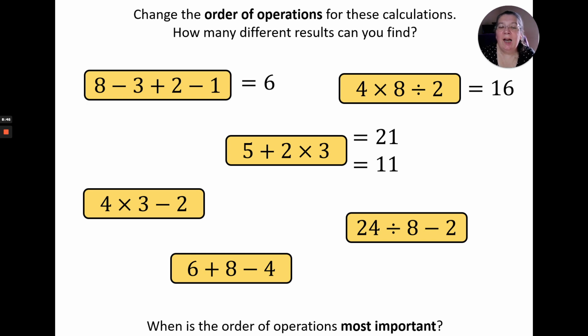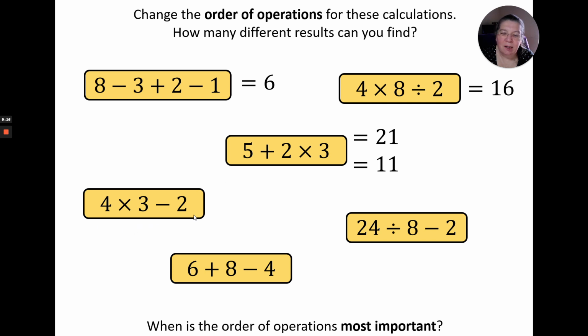Now we've got addition and multiplication in this one, so we can do 5 add 2 is 7, times 3 is 21, or 2 times 3 is 6, 5 add 6 is 11. So that one is important that we do them in the right order, otherwise we could get a different answer. So we've got addition and multiplication there.